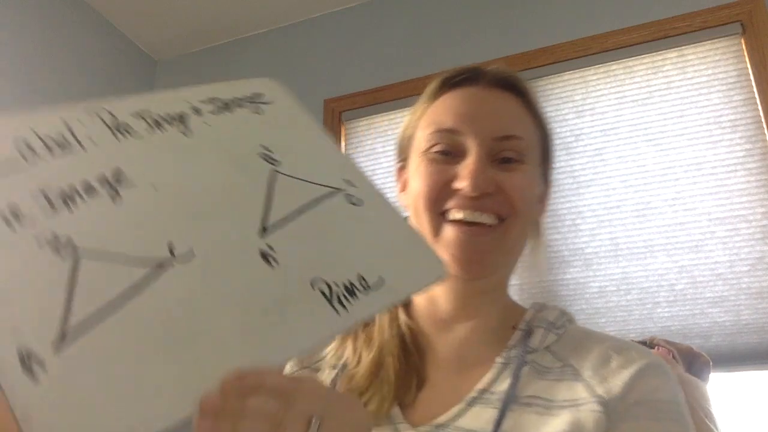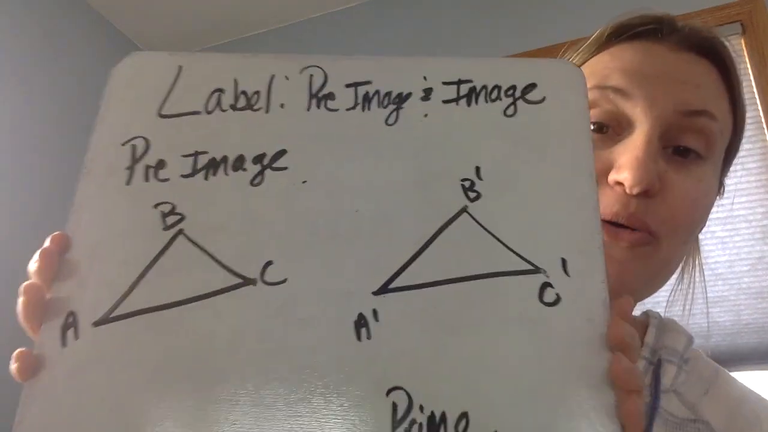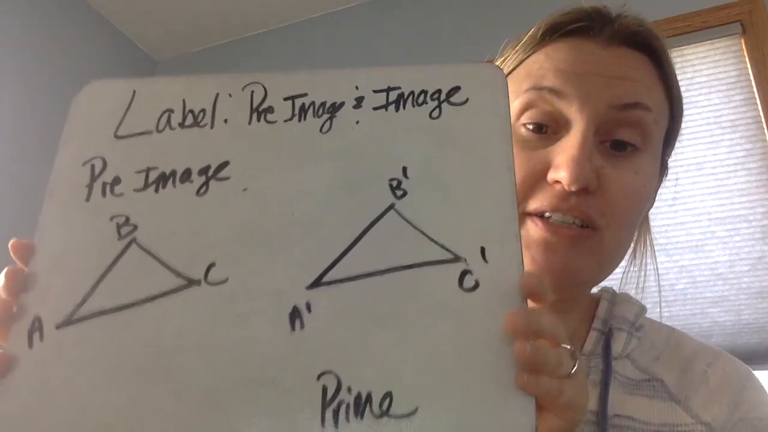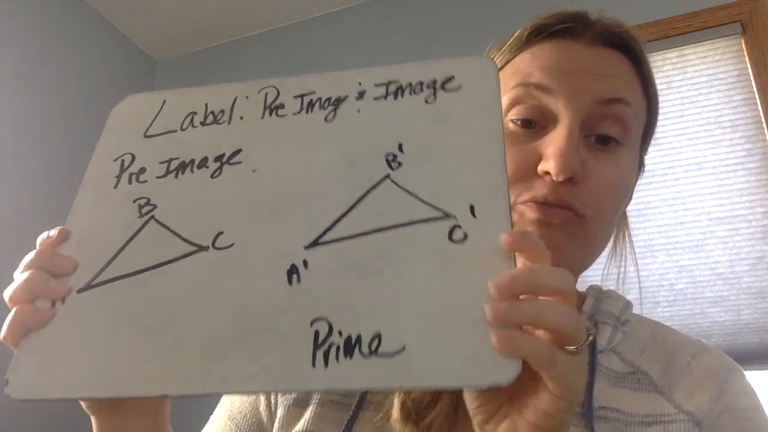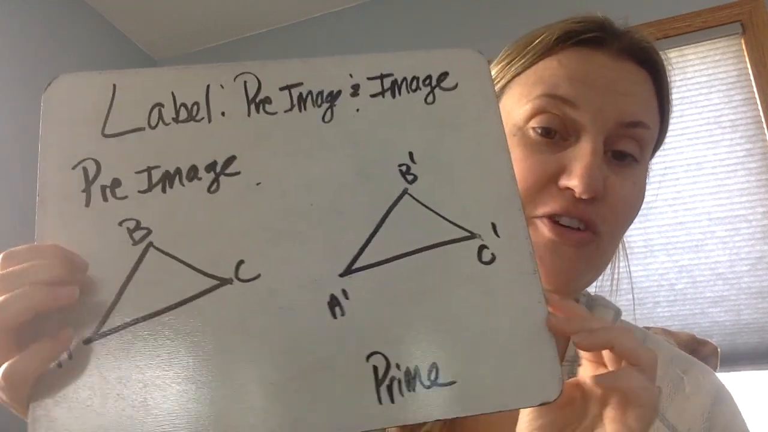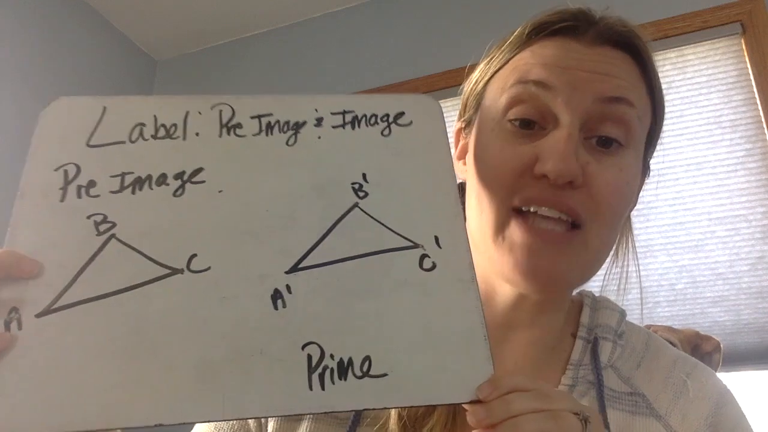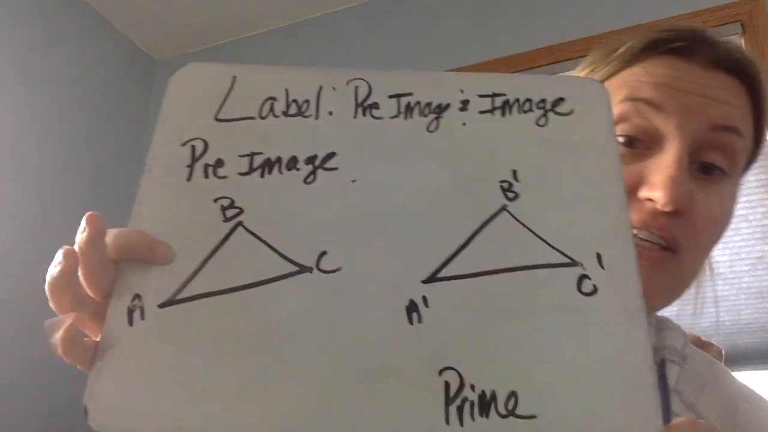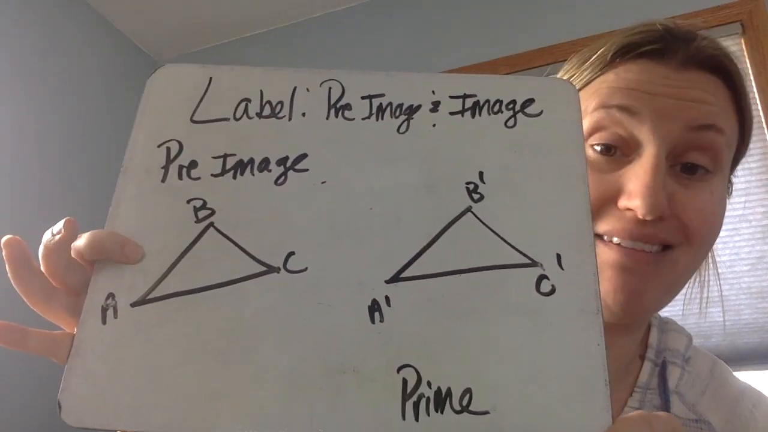Now I'm still going to do pre-image and image. My dog's barking. Okay? So your pre-image, okay, we label with just the letters. Sorry, my fingers are backwards. A, B, and C. So we learned last unit how to draw triangles with the letters. So this would be called triangle ABC.